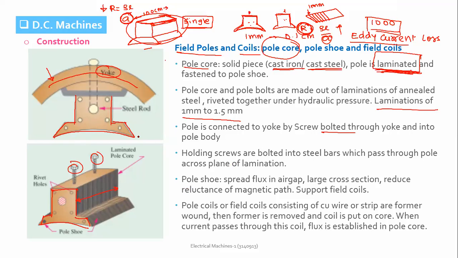If you see the design of the pole, so pole face, this is the pole face. You can see it has a different setup, which has a large area compared to the other part of the pole, which is called the pole shoe. So this part here, this is called the pole shoe.